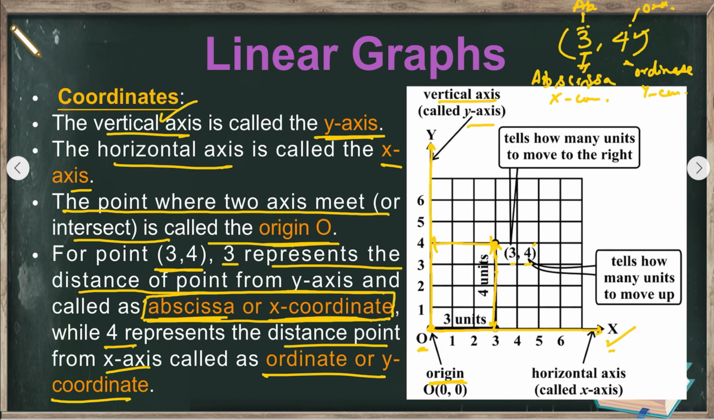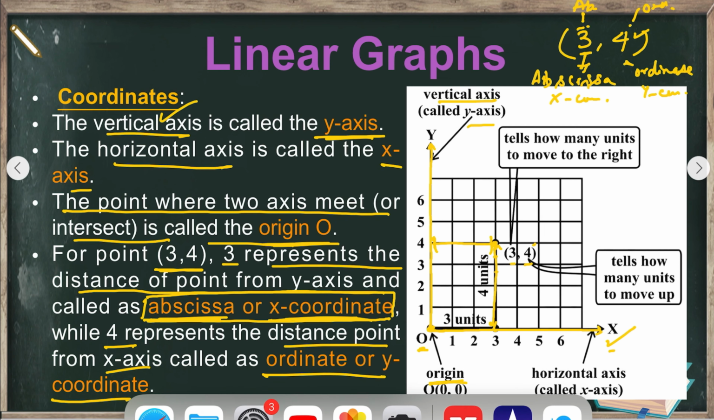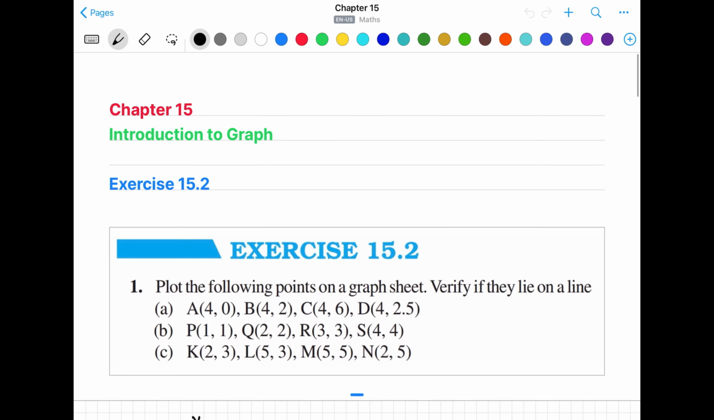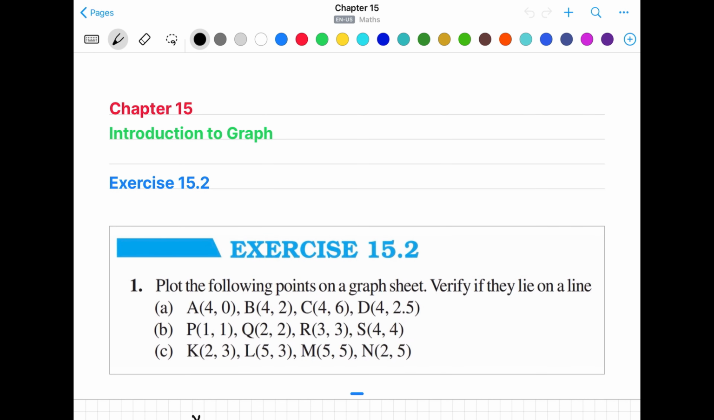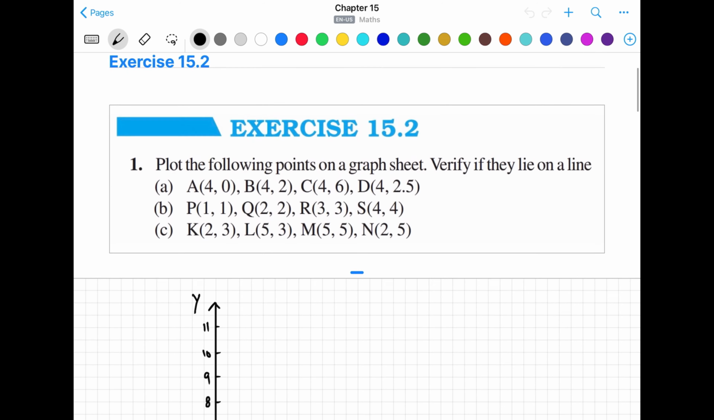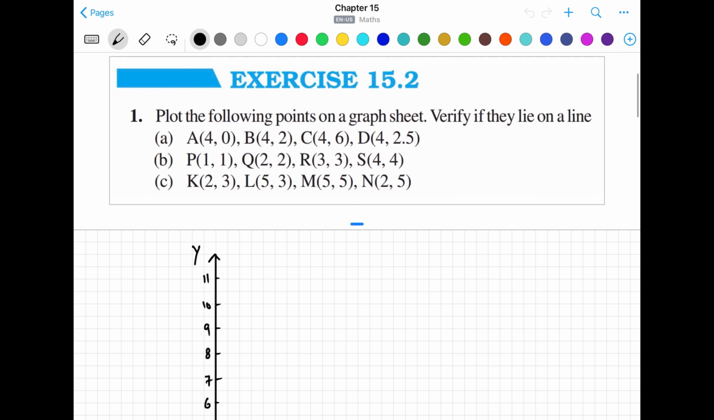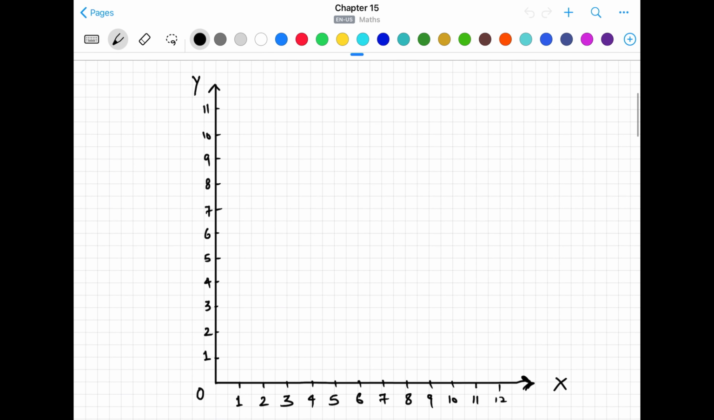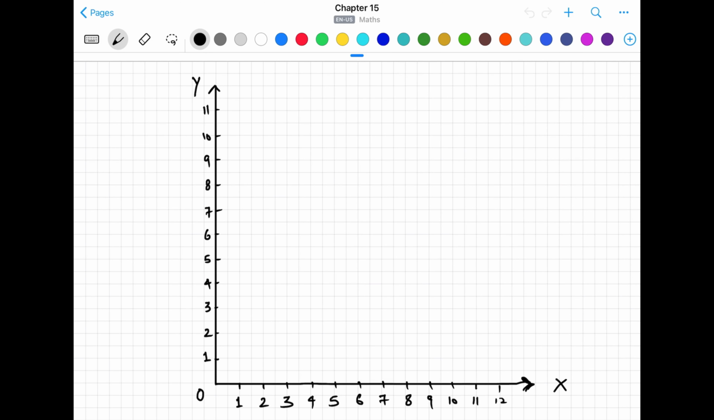Now, based on this, we have exercise 15.2. Let's start the exercise. The first question is: plot the following points on a graph sheet and verify if they lie on a line. So we are going to plot these points on the graph. You have to draw this on graph paper only. You will take graph paper, make the graph on the paper, and then cut out the paper and paste it in your notebook.